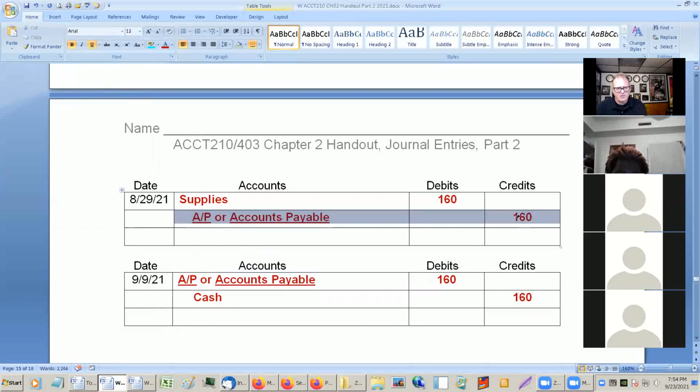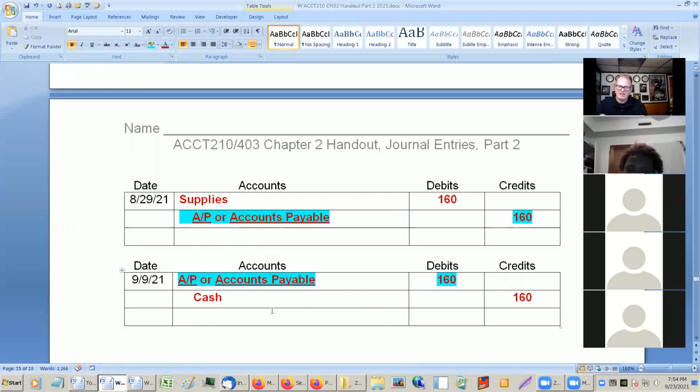You'll notice that these two cancel each other out, right? You're crediting it here, you're debiting it here. The only thing that's left are the supplies and the cash. So it really is just a delay in the cash changing hands. Accounts payable and accounts receivable are just saying, okay, this transaction isn't quite complete yet, but when it is complete, eventually it's going to be for cash.